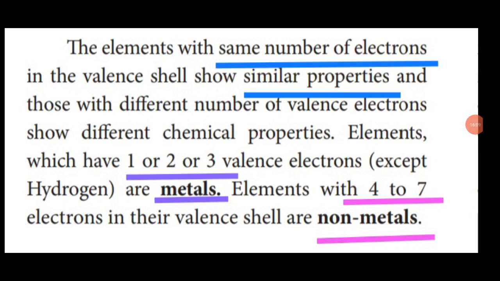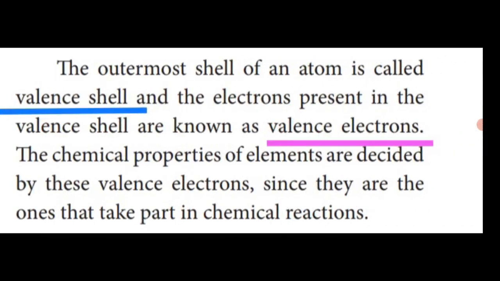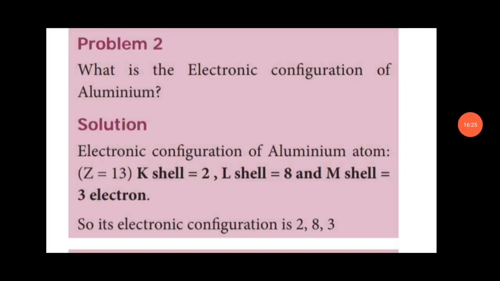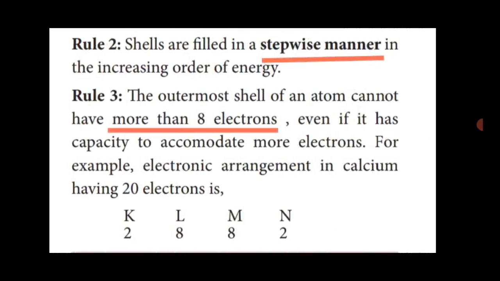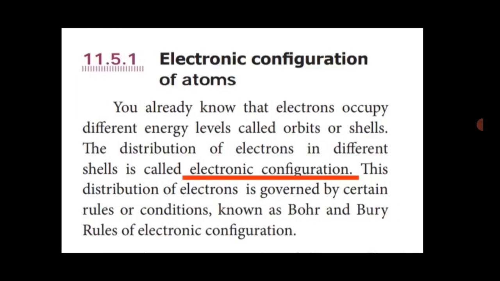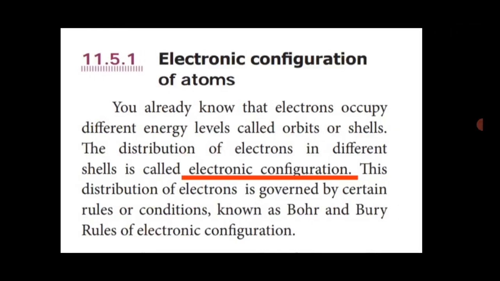Dear children, learn today's topics. Note the assignment questions. First question: what is a valence electron? First 3 lines are the answer for valence electrons. Second question: what is the electronic configuration of aluminium? Third: rules for electronic configuration. Fourth question: what is electronic configuration?